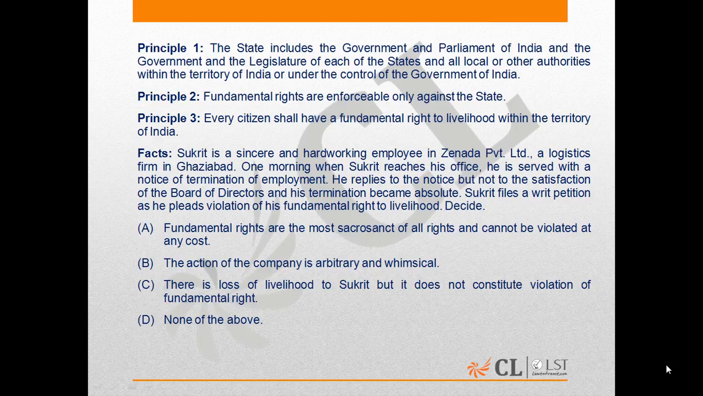So for instance, principle 1 might have been changed to say that state includes all private organizations and fundamental rights are enforceable against the private organizations. In that situation, you would have to take the principles as given in the question at their word value and face value, and not apply the real legal principle that we have taught you in your classes.